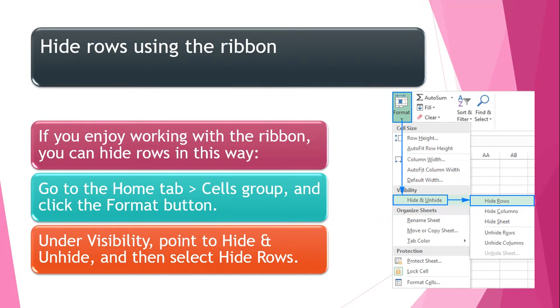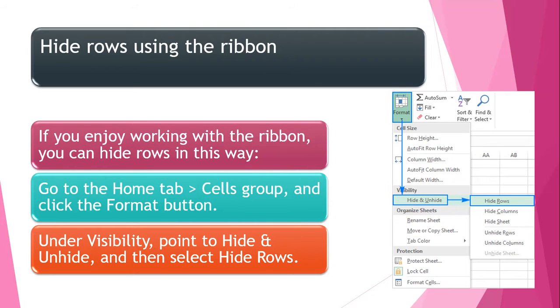Hide rows using the ribbon. If you enjoy working with the ribbon, you can hide rows in this way. Go to the Home tab, select the Cells group and click the Format button. As you can see in this figure, in the Home tab we have to click the Format button. After that, under Visibility, point to Hide and Unhide and then select Hide Rows.